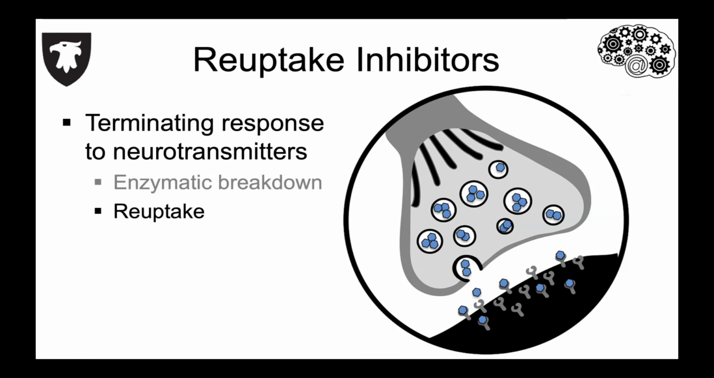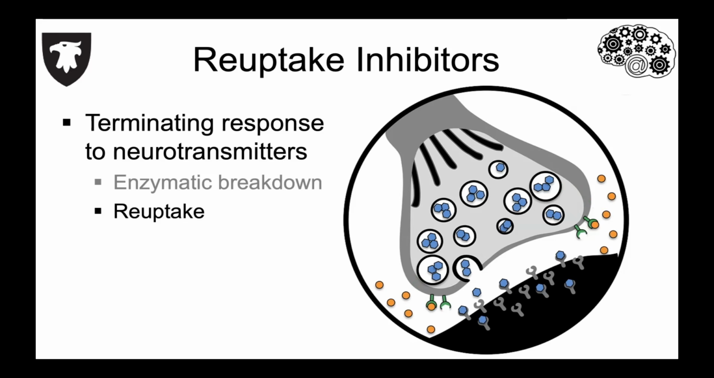The second way is through a process called reuptake. In this case, neurotransmitter from the synaptic cleft is taken back up into the presynaptic neuron to be reused. This is done using membrane transporters, represented here as green proteins on the presynaptic membrane. Neurotransmitters in the synaptic cleft can bind to the transporter and be moved back into the presynaptic neuron and into vesicles to be released again.